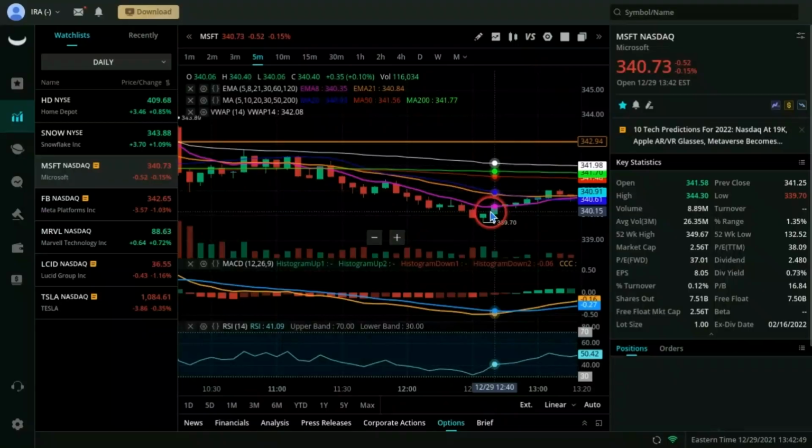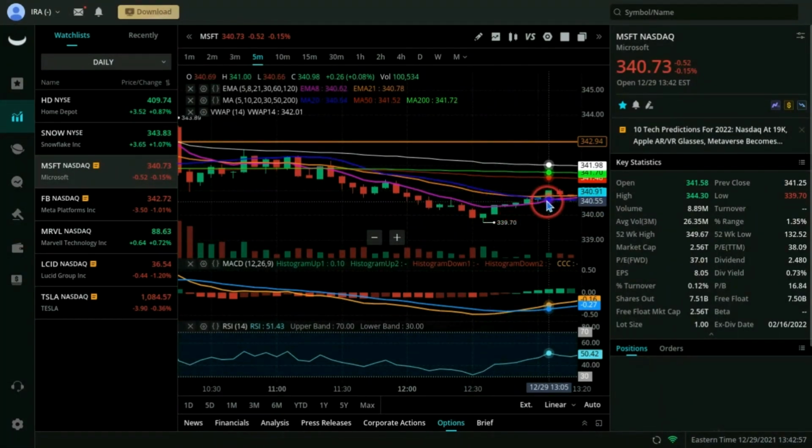As you see right here, it starts to reverse, and it closed above the AEMA, so you would have gotten out right here. Otherwise, you would have just gotten burnt.